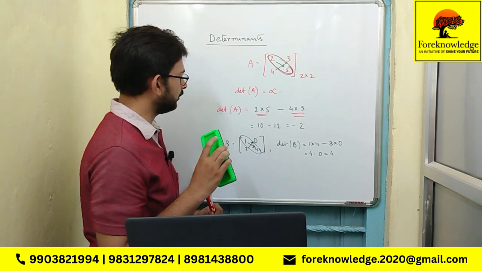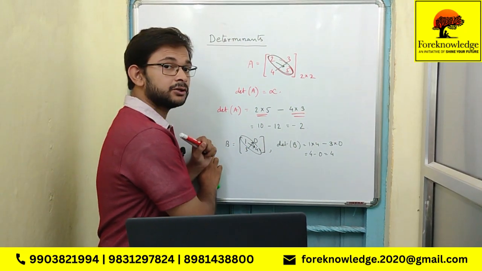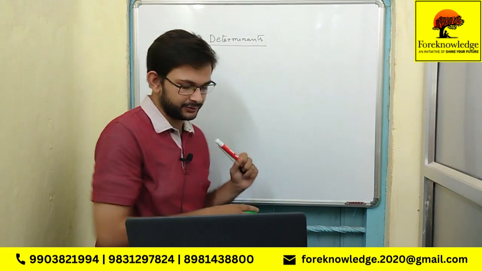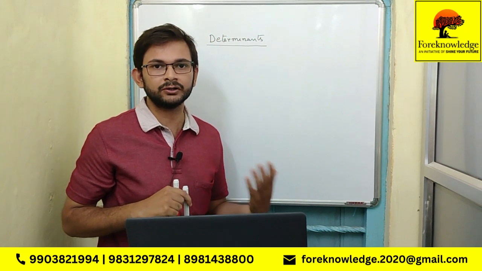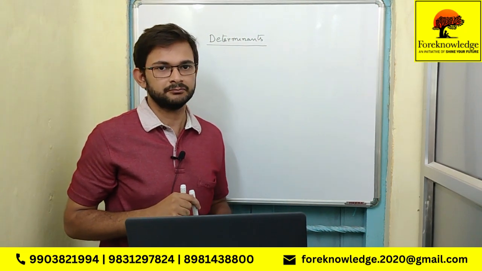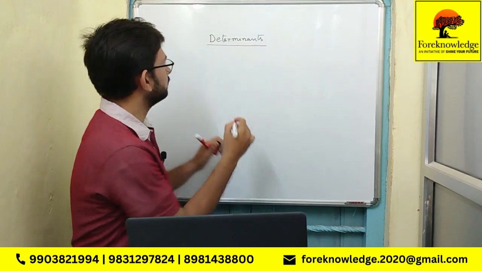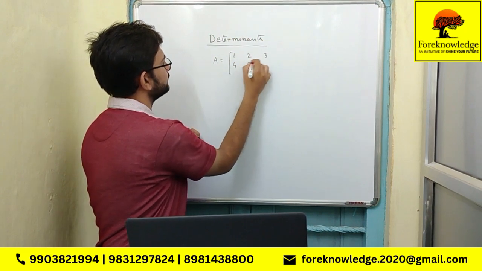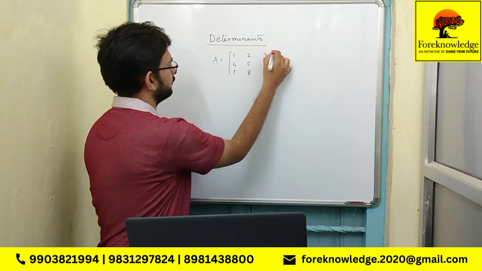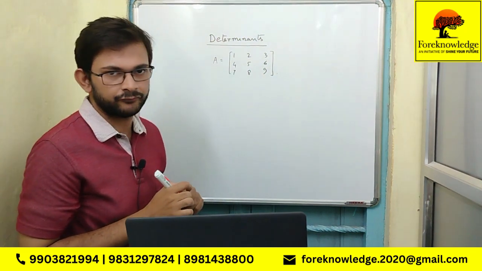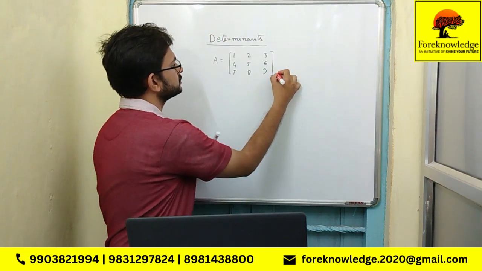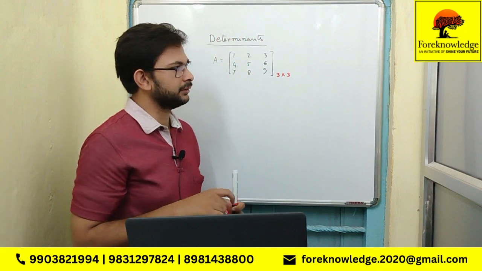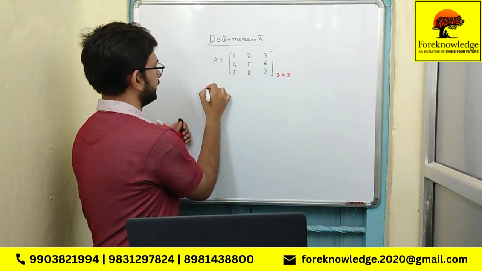Fine. Now let's move on to a 3 cross 3 square matrix. How to find the determinant of a 3 cross 3 square matrix, because if it is not a square matrix we cannot find the value of the determinant. So now let's consider A equal to 1 2 3 4 5 6 7 8 9. This is a matrix of order 3 cross 3, 3 rows and 3 columns. Now we have to calculate determinant A.